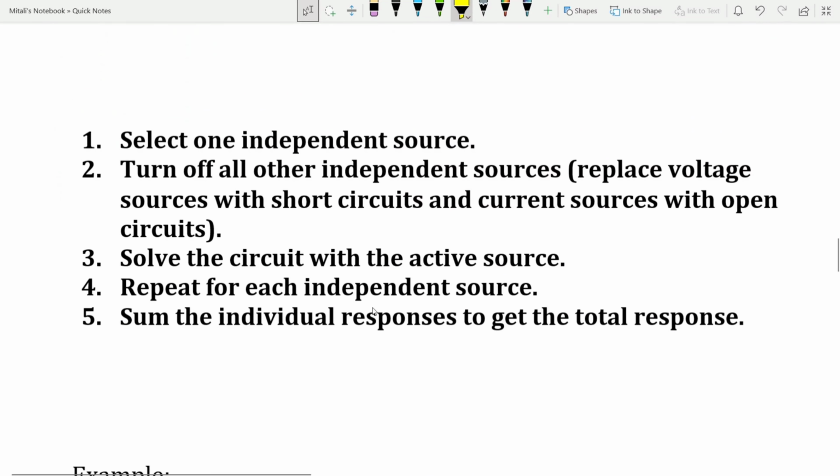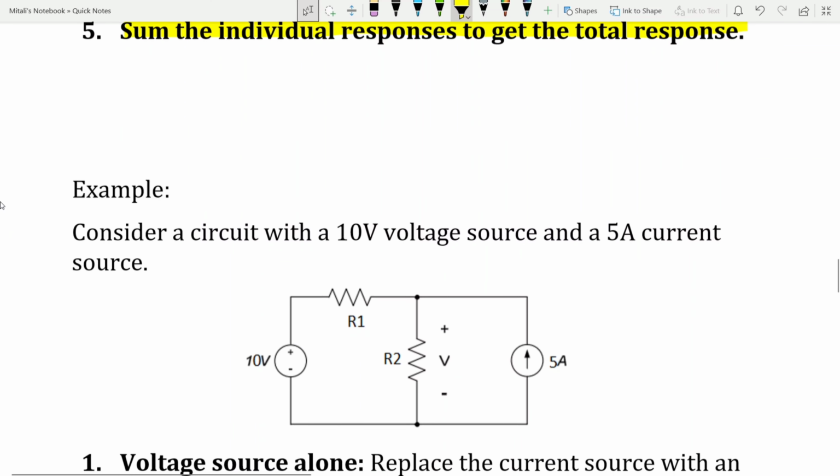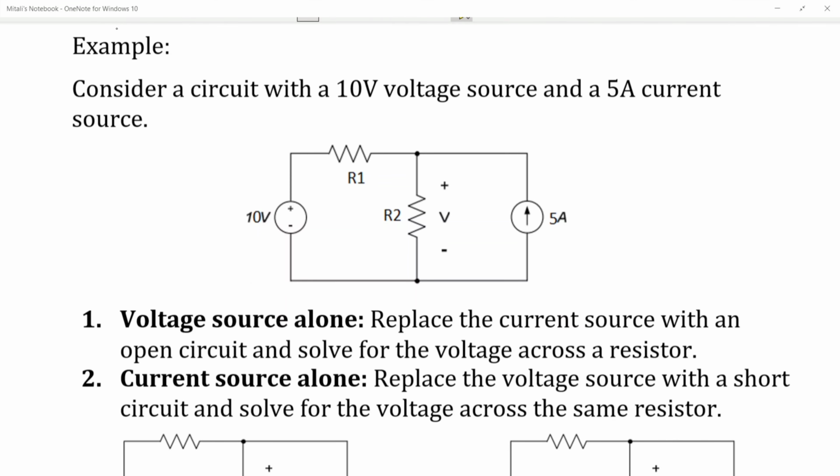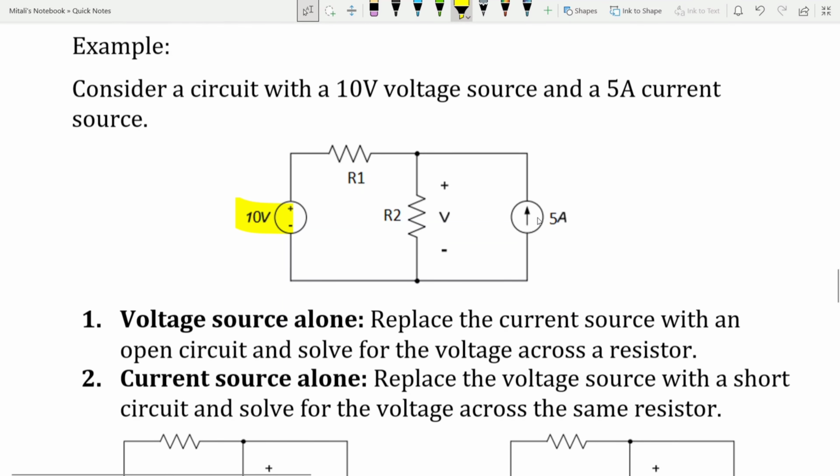So here's how you apply superposition theorem. Select one independent source, turn off all other independent sources, meaning replace voltage sources with short circuits and current sources with open circuits. Solve the circuit with the active source, repeat for each independent source, and sum the individual responses to get the total response. Consider a circuit with a 10 volt voltage source and a 5 ampere current source.